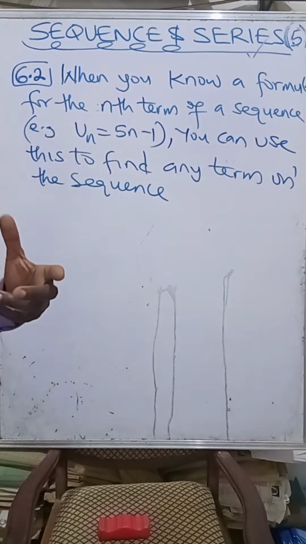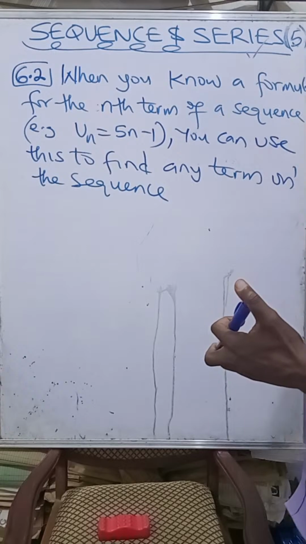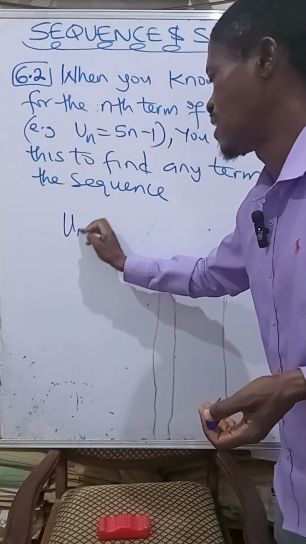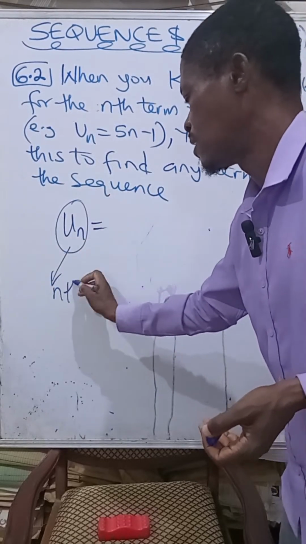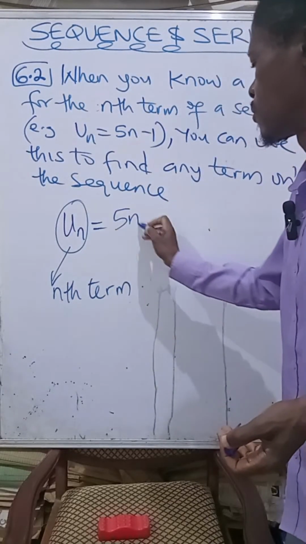That when you might be given a formula, okay, and that formula is called the nth term of the sequence. When you know a formula for the nth term of the sequence, you can use that formula to find any term in the sequence. For example, now you have this. This un is what we call the nth term, and this is the formula we are given.